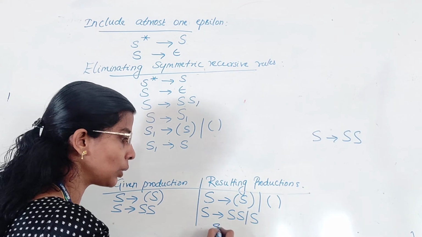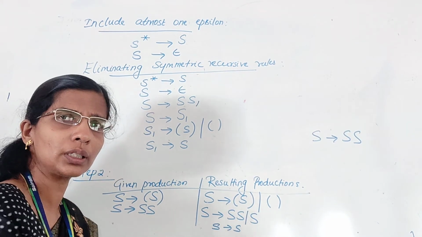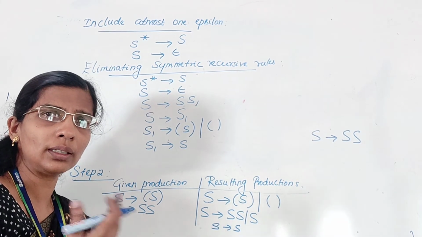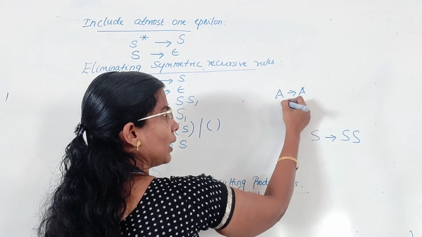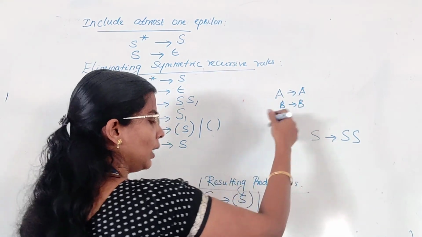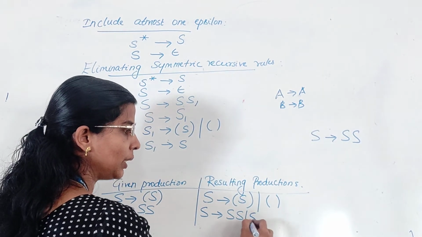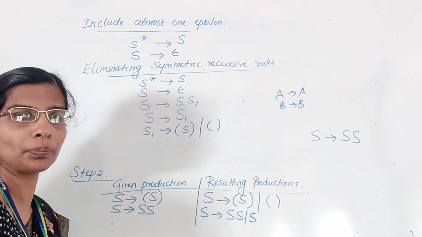But this single S, what is the meaning? S tends to S. It is of no meaning. If you find any production in any grammar, A tends to A, B tends to B, C tends to C, D tends to D, that is, capital A tends to capital A, capital B tends to capital B, you can remove such productions. Let it be here. You can remove such production, so you won't get this rule.